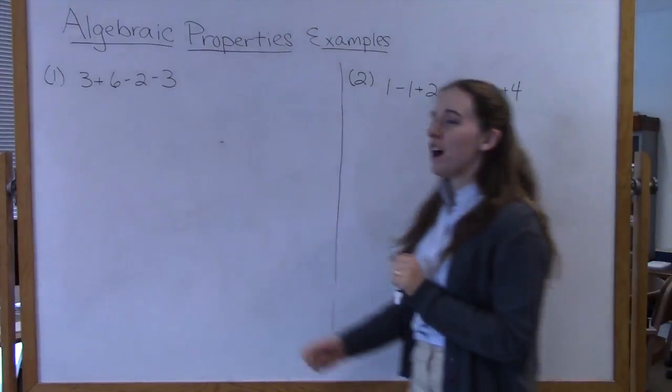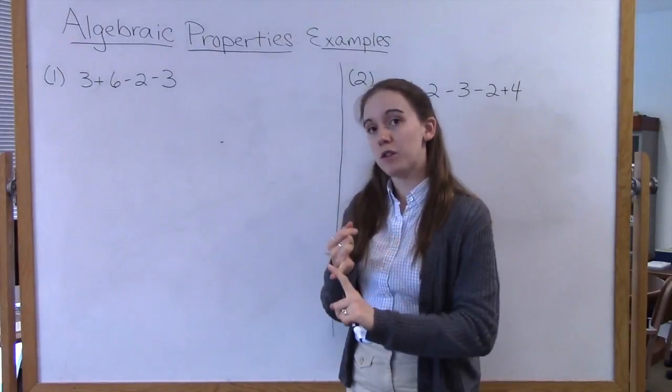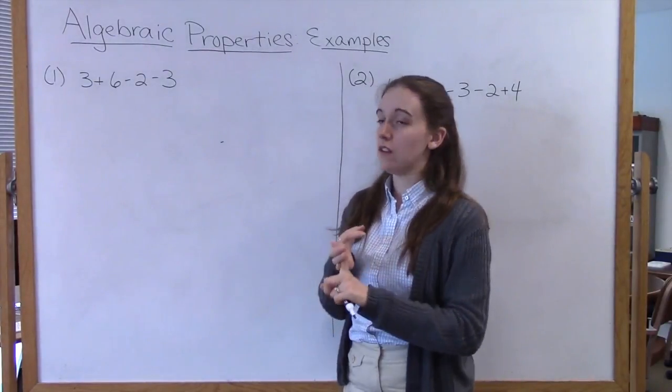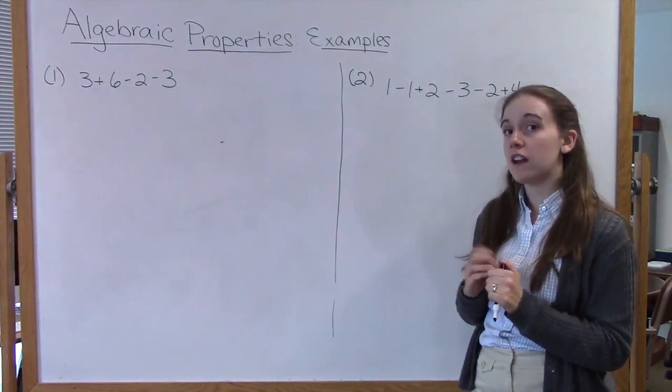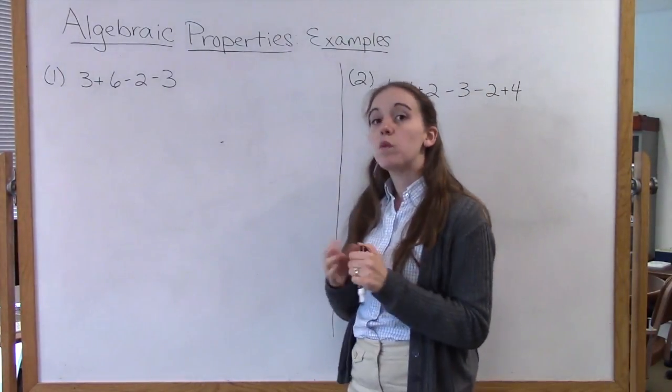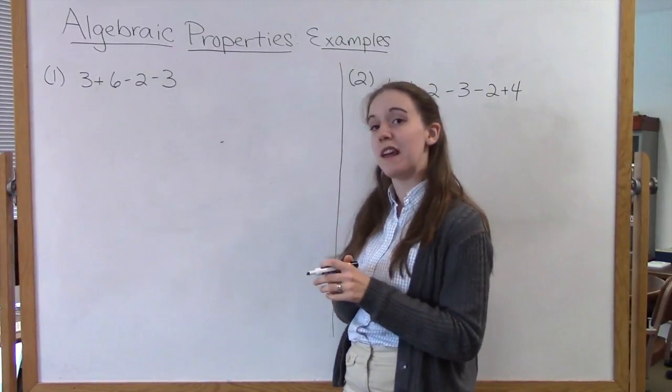In this video, we want to talk about some examples that can use the algebraic properties, meaning the associative property, the commutative property, and the distributive property. We want to look at some expressions similar to the two we have here and a couple more that will illustrate to us how the properties can be used in these types of settings.